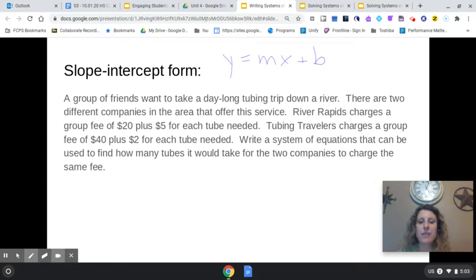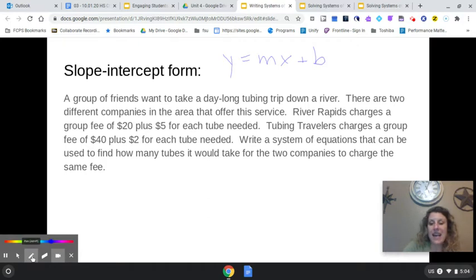A group of friends want to take a day-long tubing trip down a river. There are two different companies in the area that offer this service. River Rapids charges a group fee of $20 plus $5 for each tube needed. Tubing Travelers charges a group fee of $40 plus $2 for each tube needed. Write a system of equations that can be used to find how many tubes it would take for the two companies to charge the same fee.